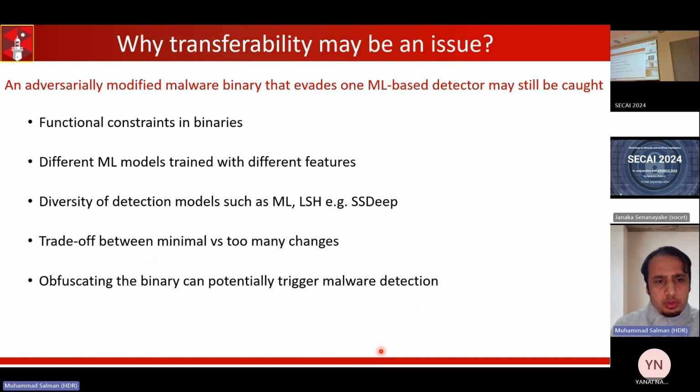In order to counter these limitations, an adversary may possibly try to obfuscate the binary, which can itself potentially trigger malware detections. So these are the factors that we think can hinder the transferability of adversarial malware in malware detection.